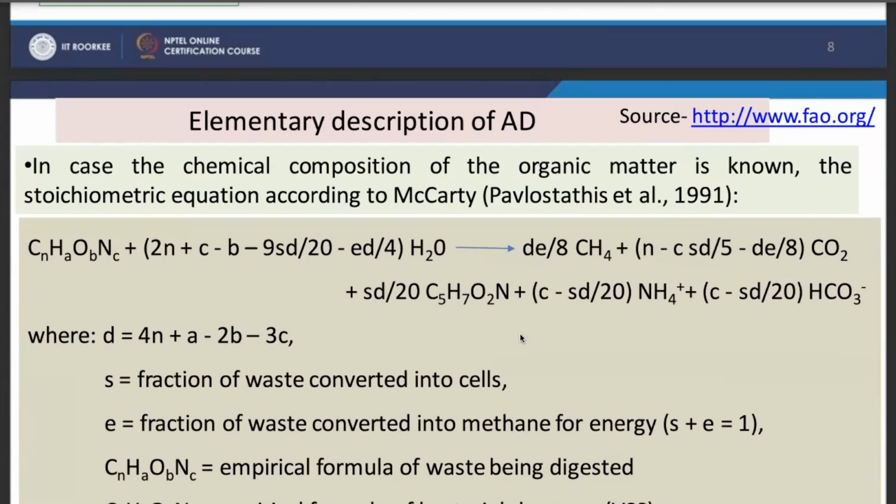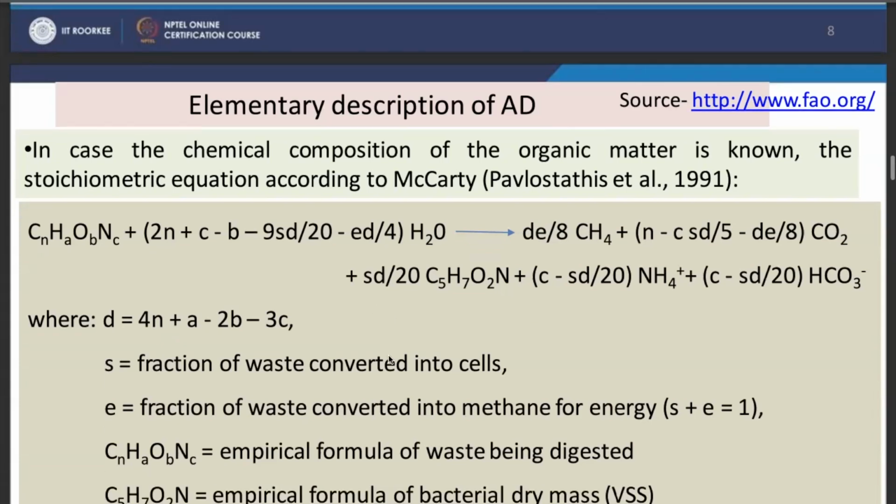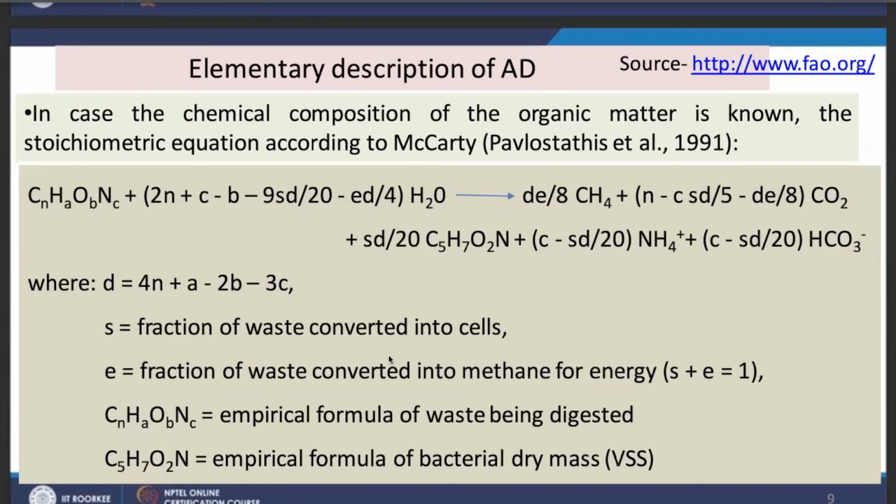So we have some methods, and one such method is to get the stoichiometric reaction of the whole process, right? And one such reaction, or the constituents of a reaction, is given here. So in the case of chemical composition of the organic matter, the stoichiometric equation is given here. It is mentioned in a paper from 1991. It is a widely accepted equation, right?